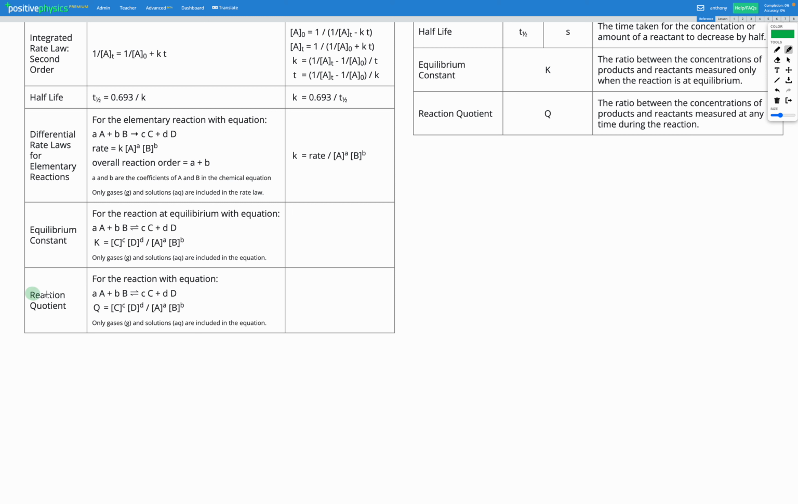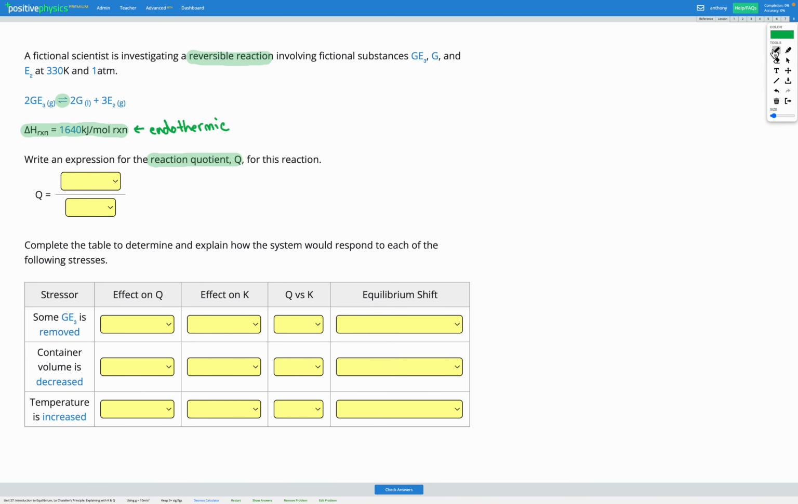Here's our reaction quotient equation. It's exactly the same as we've been using so far on this skill. So we've got our concentrations of our products in the numerator to the power of their coefficients. In the denominator, we have the concentrations of our reactants to the power of their coefficients. Remember, only gases and solutions are included in the equation, not solids and liquids. So in our products here, we've got G, but it's a liquid. Because it's a liquid, it's not going to be included in our equation.